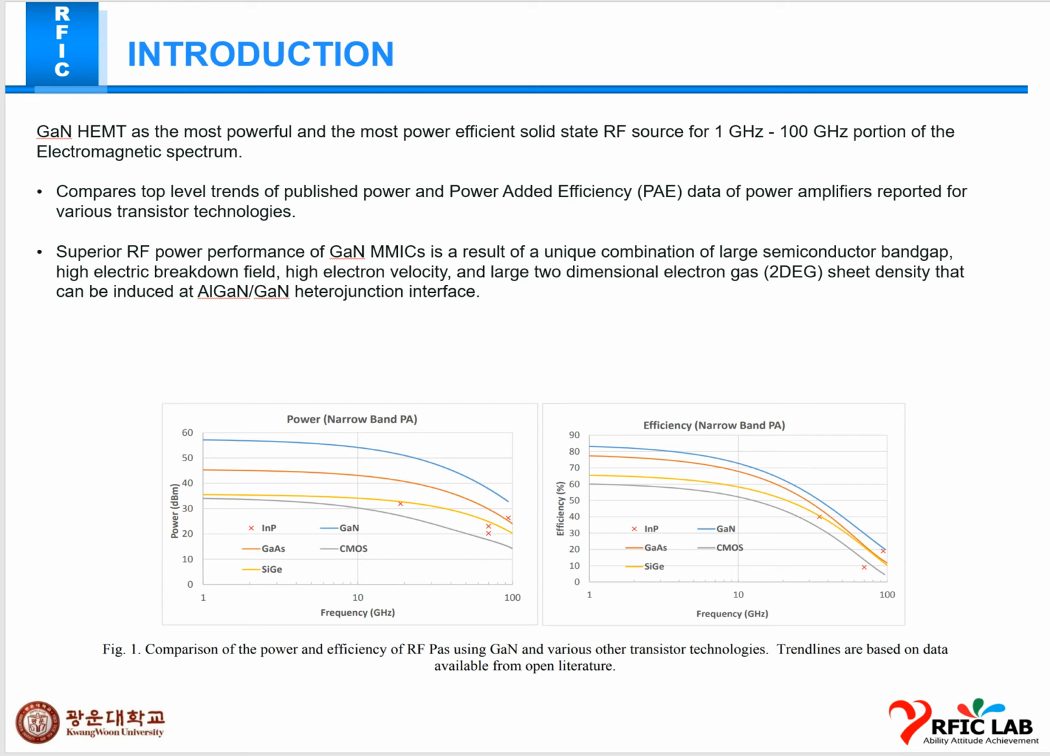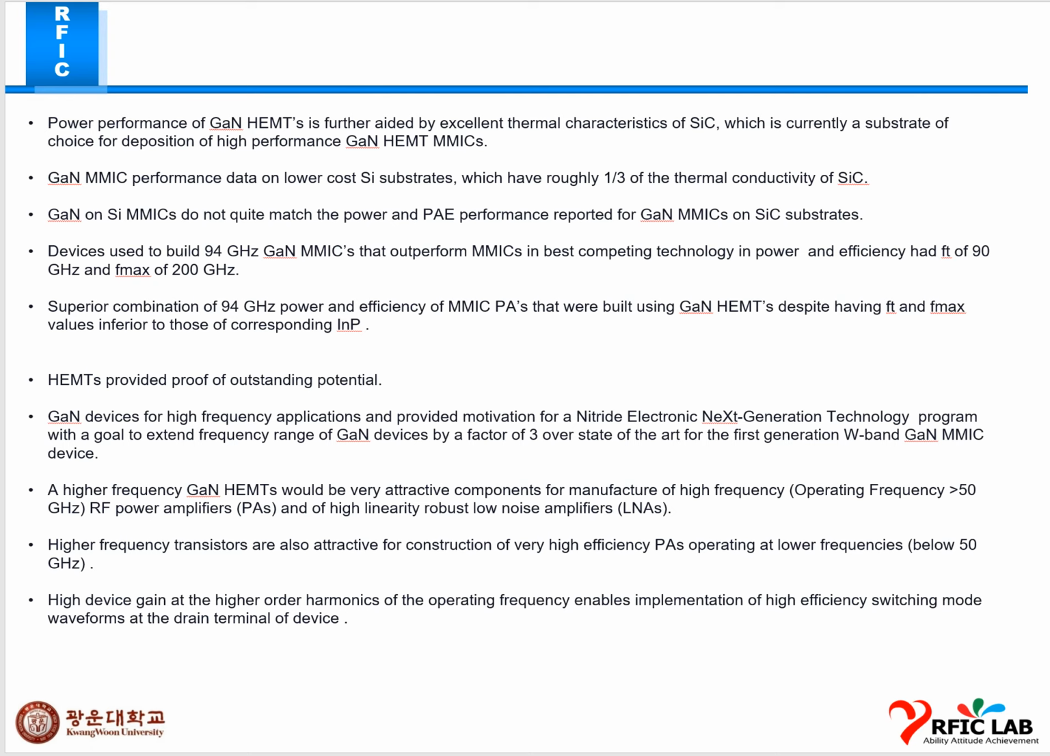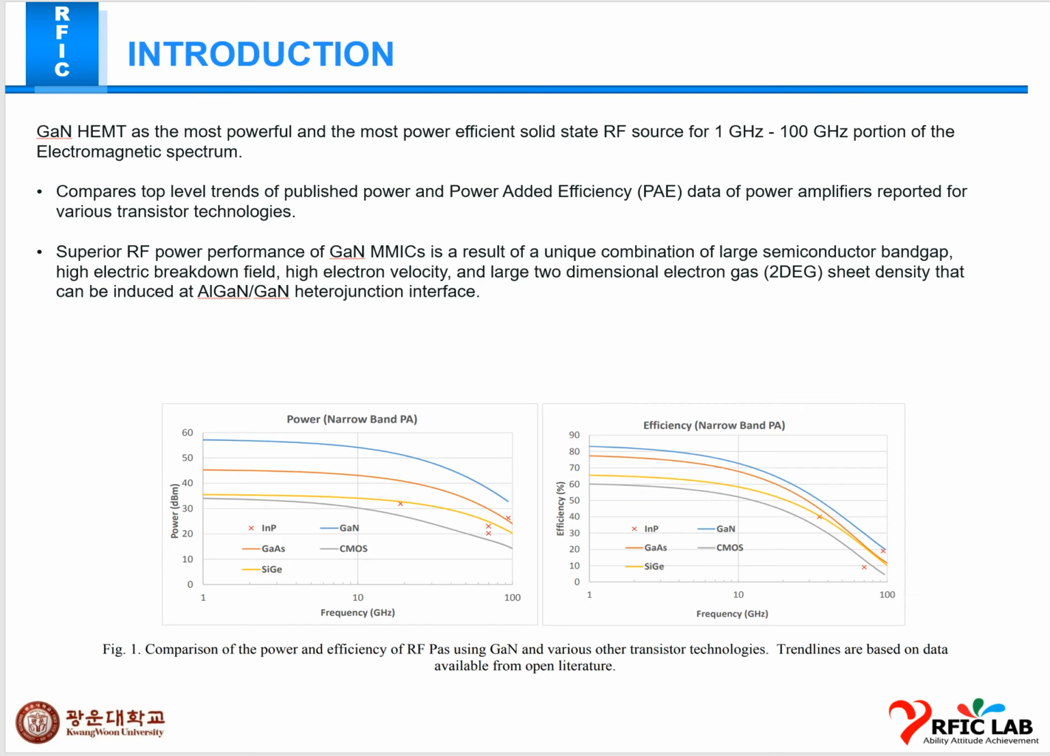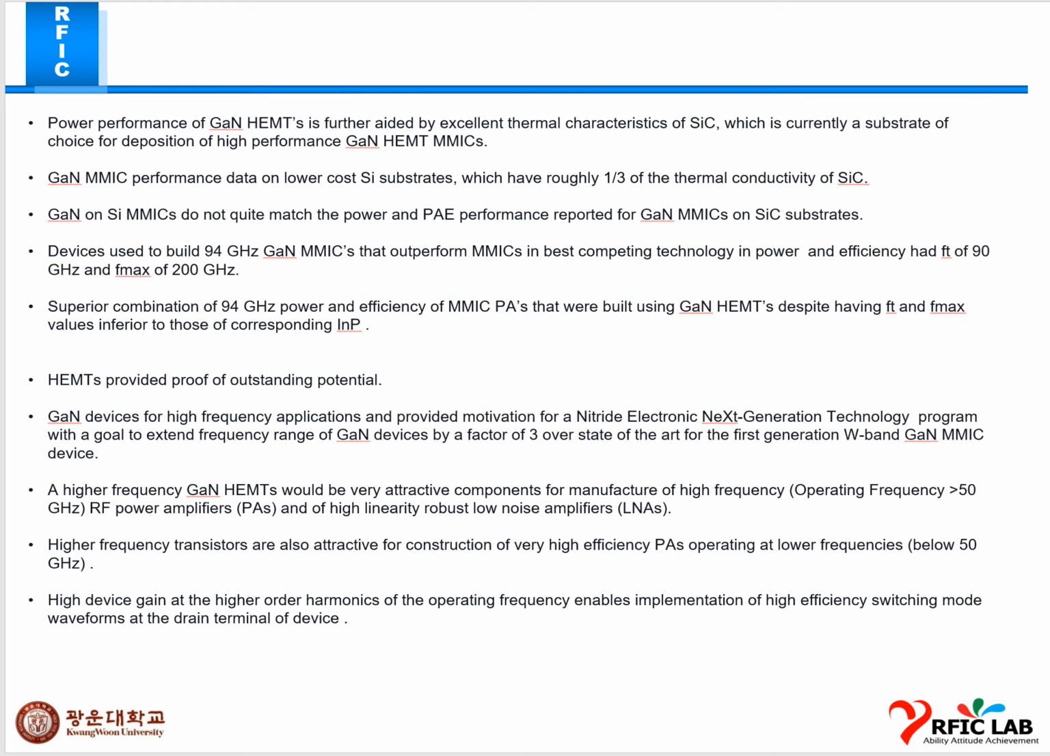The superior RF power performance of GaN MMIC results from a unique combination of large semiconductor band gap and high electron velocity, large two-dimensional electron gas, 2DEG, sheet density, and the AlGaN/GaN heterojunction interface. I am just going to explain the previous figures in detail in this slide.